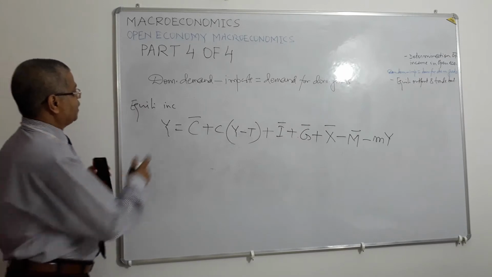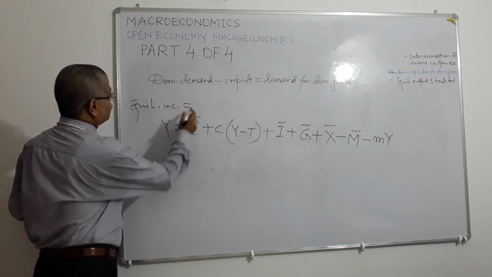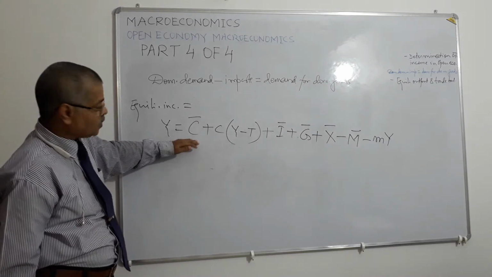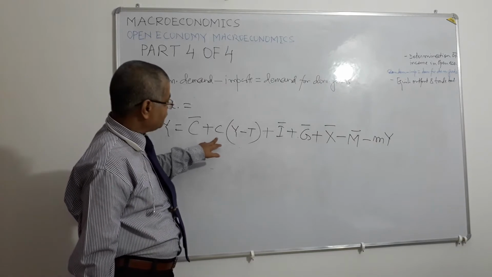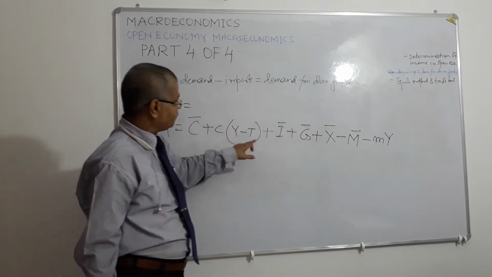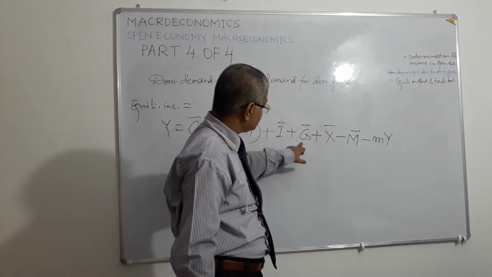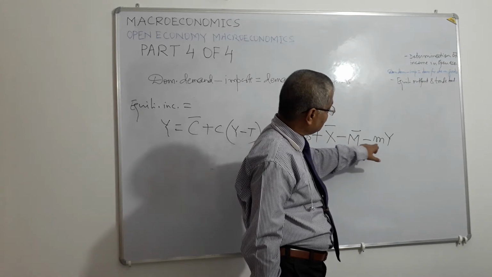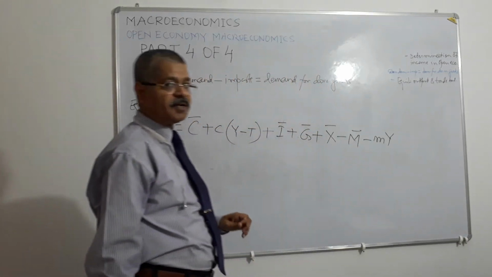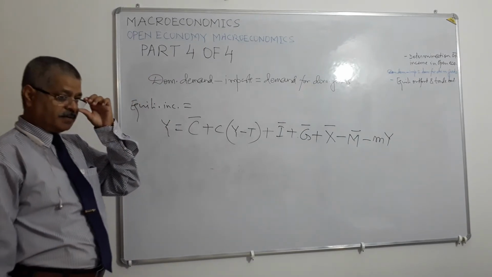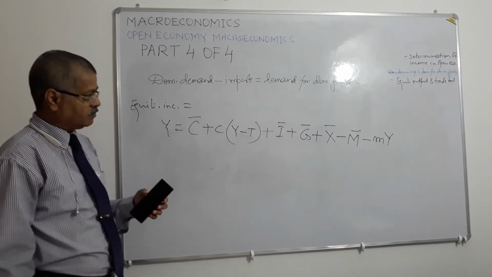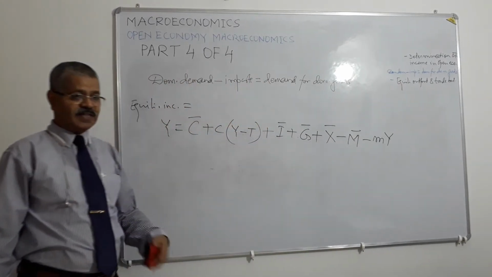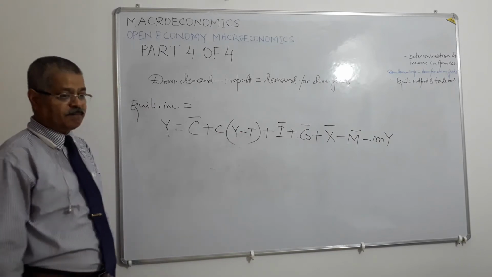So, equilibrium income Y is equal to autonomous expenditure on consumption plus marginal propensity to consume multiplied by disposable income plus autonomous investment, autonomous government, autonomous exports minus autonomous imports minus marginal propensity to import multiplied by income, right? MY, this is marginal propensity to import, the fraction of an additional rupee of income spent on imports, right?